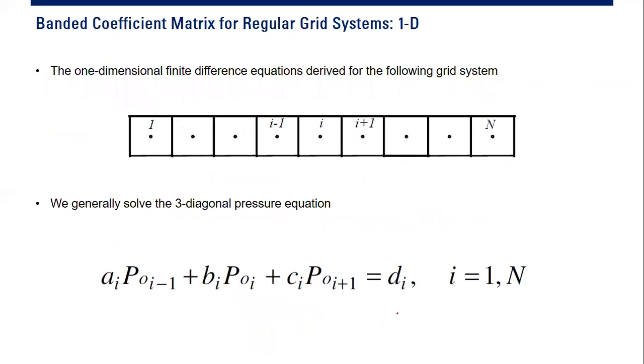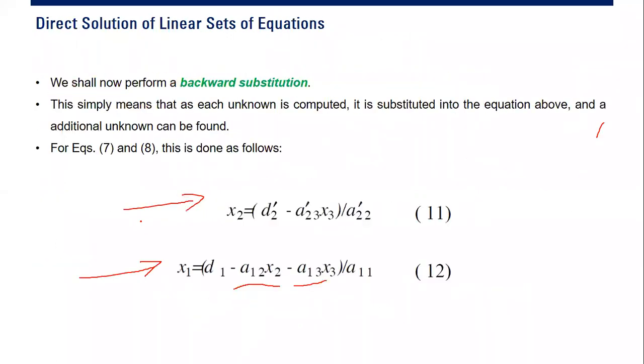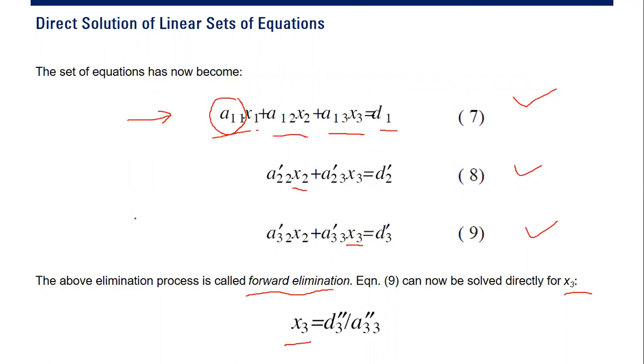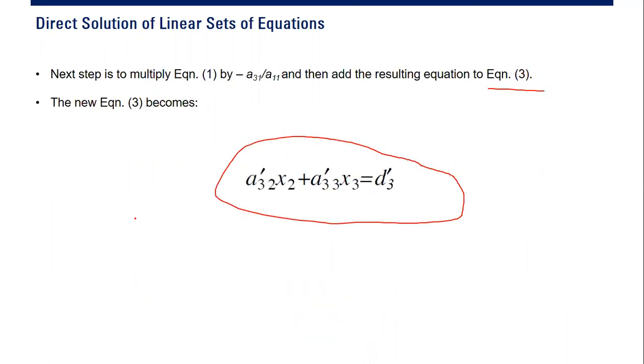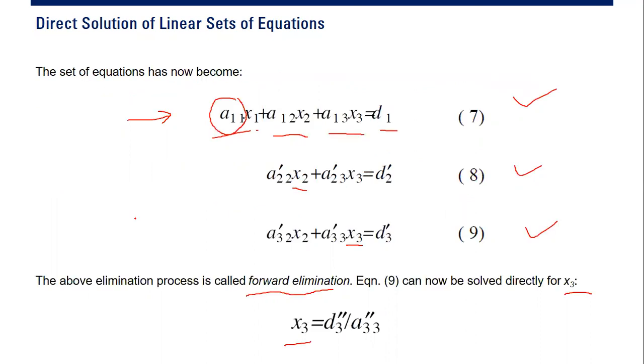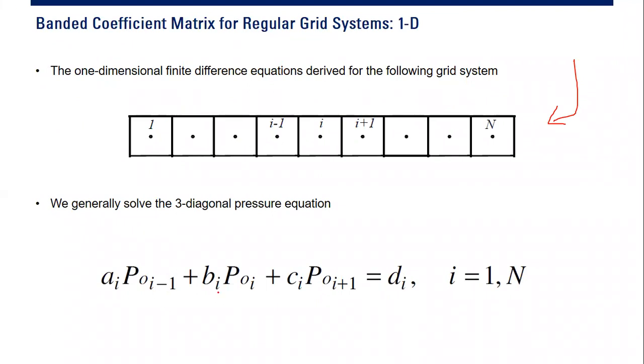Now we will talk about the banded coefficient matrix for regular grid systems. Start from the one-dimensional system. The one-dimensional finite difference equations are derived for the following grid system. Here we have our one-dimensional grid system, starting from 1, 2, 3, all the way to i minus 1, i, i plus 1, all the way to N. We generally solve the tridiagonal pressure equation. Here we have linear sets of equations, and possibly many, many equations. We will use the Gaussian method and the matrix system.